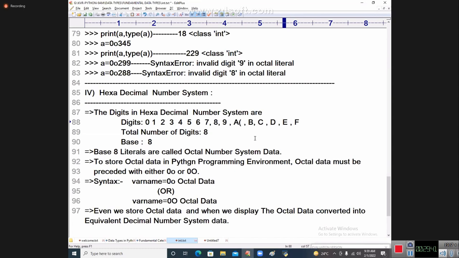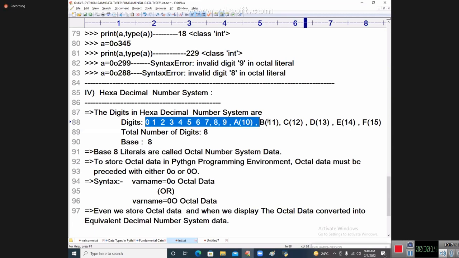Internally, A is called what? 10, students. And B is called 11. C is internally called 12. D is called 13. E is called internally 14. F is called internally 15. Digits, done. A value is internally called 10. So 0 to 15 is coming here. 0 to 15 is nothing but hexa.